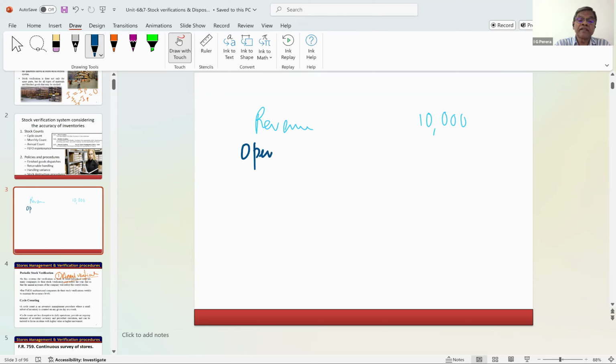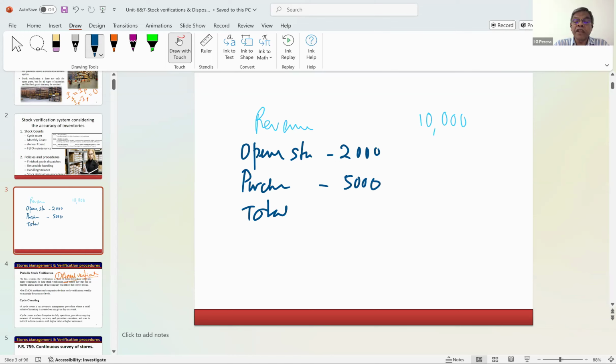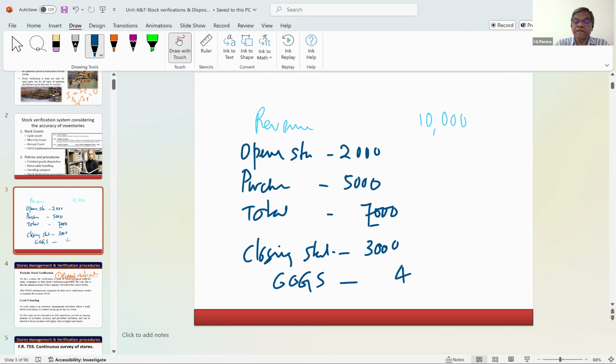Opening stock, let's assume $2,000. Purchases during the period, let's assume 5,000. So the total inventory value will be 7,000. Then you take closing stock. Let's say closing stock is 3,000. Therefore, cost of goods sold will be 7,000 minus 3,000, which is 4,000. Therefore, the gross profit, operating profit, will be 10,000 minus 4,000, 6,000.